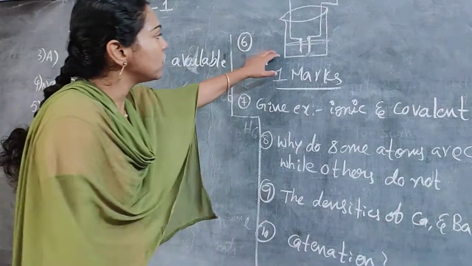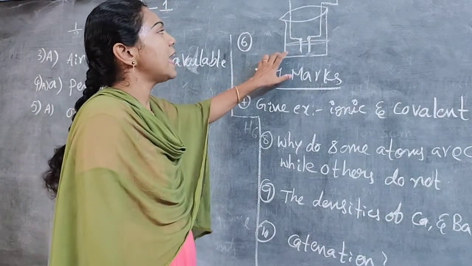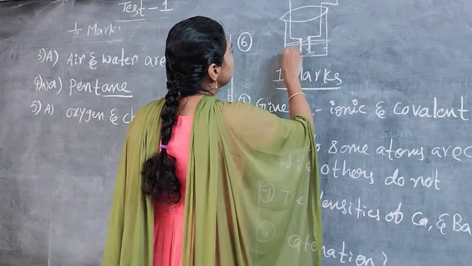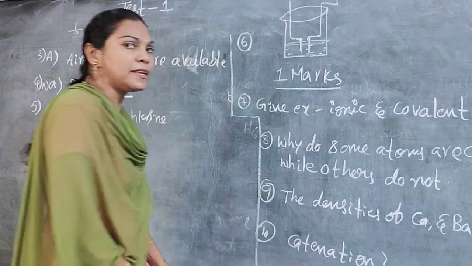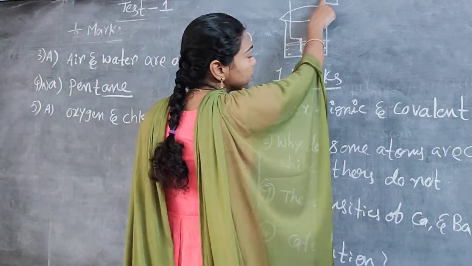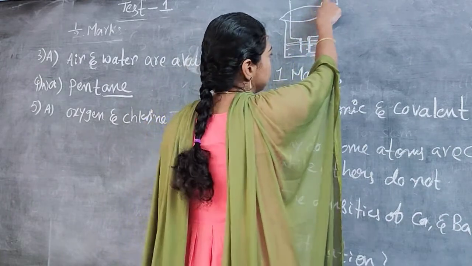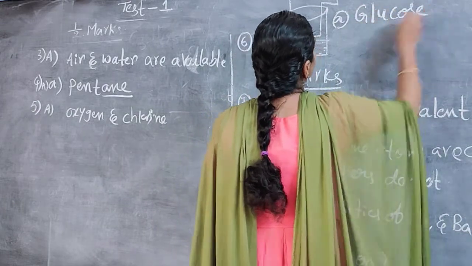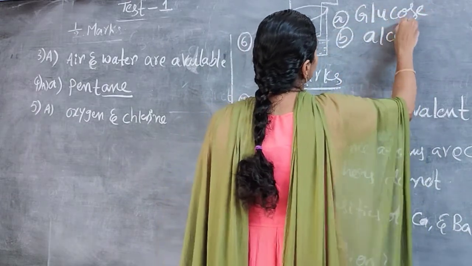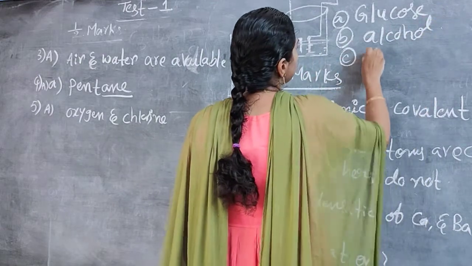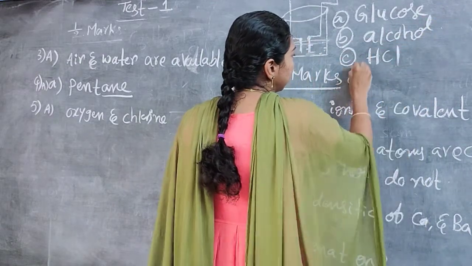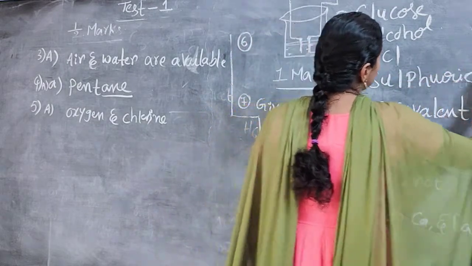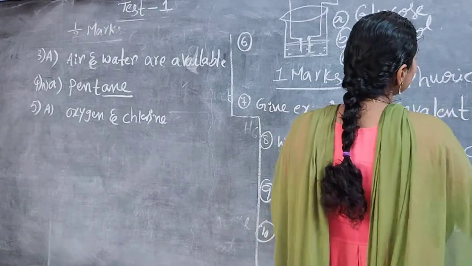Next, coming to the half mark questions, sixth question. They have given this diagram in the question. They are asking: in this experiment, the bulb glows in the presence of which solution? They have given the options. A. Glucose, B. Alcohol, C. Hydrochloric acid, that is HCl, D. Sulfuric acid, that is H2SO4.